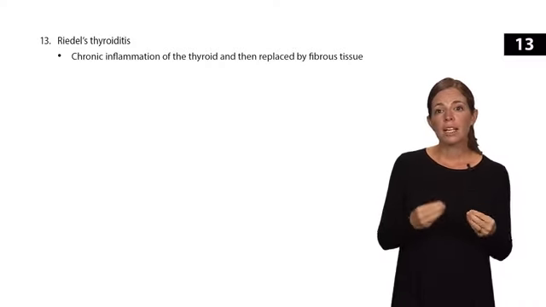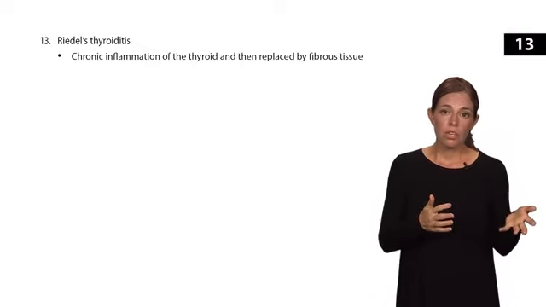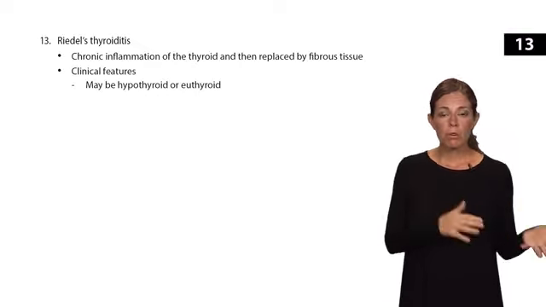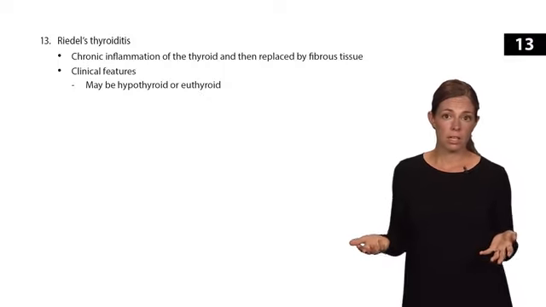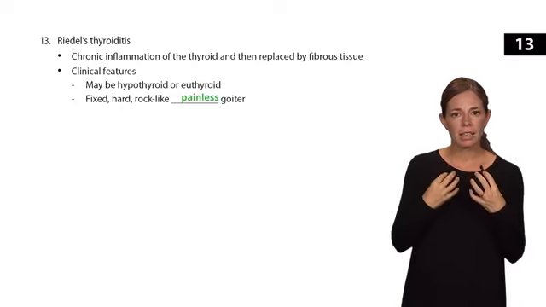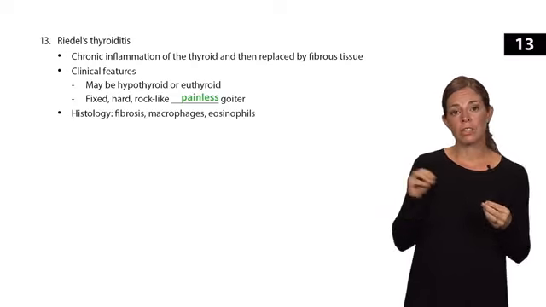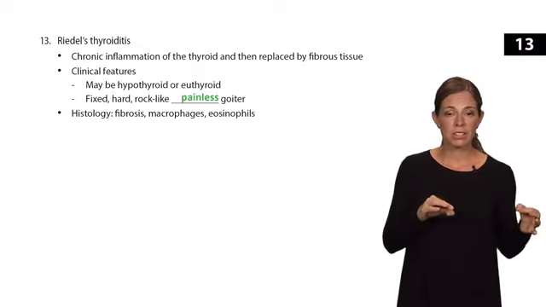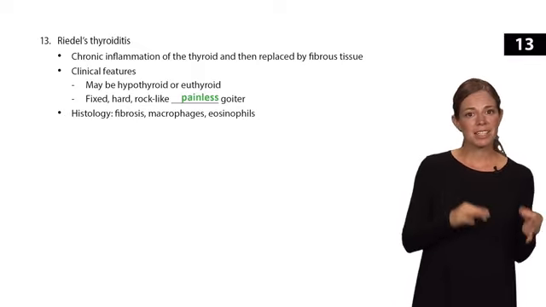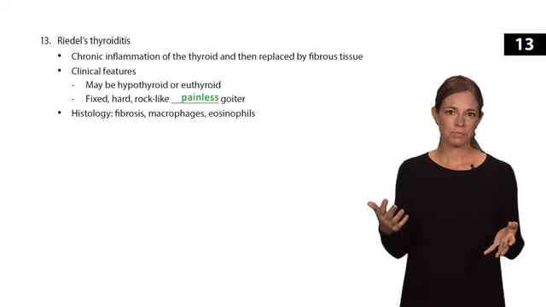So here there's a chronic inflammation of the thyroid, which is then replaced by fibrous tissue. So in this case, patients can be hypothyroid or they could be euthyroid. So how does it present? Well, there's a fixed, hard, rock-like thyroid and a painless goiter. So if you see macrophage and eosinophil infiltrate, that's Riedel's. If you see lymphocytic, what is that? Hashimoto's. And granulomatous, that's subacute.